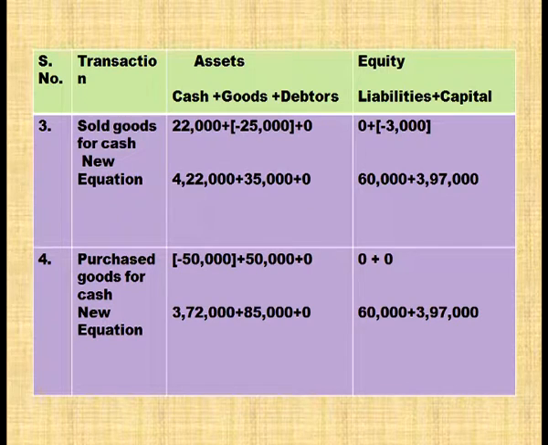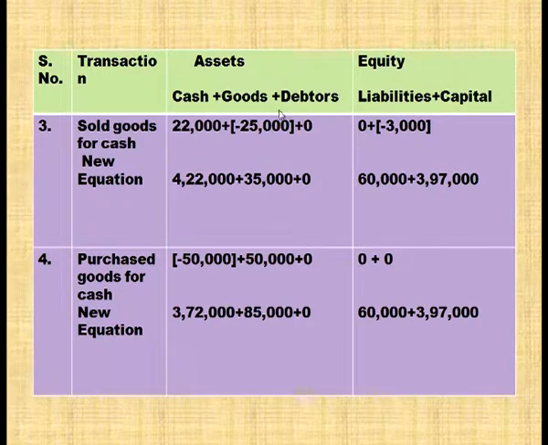And from the earlier accounting equation, when we are deducting, we will get the new accounting equation as 4,22,000 cash, 35,000 goods, and on the liability side, the earlier 60,000 liability plus capital 3,97,000. On both sides, total is same.